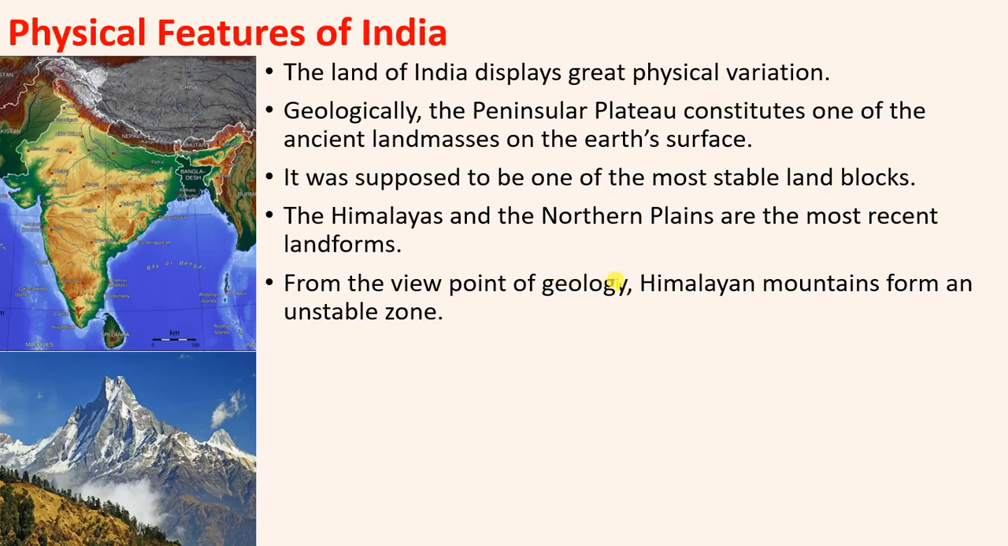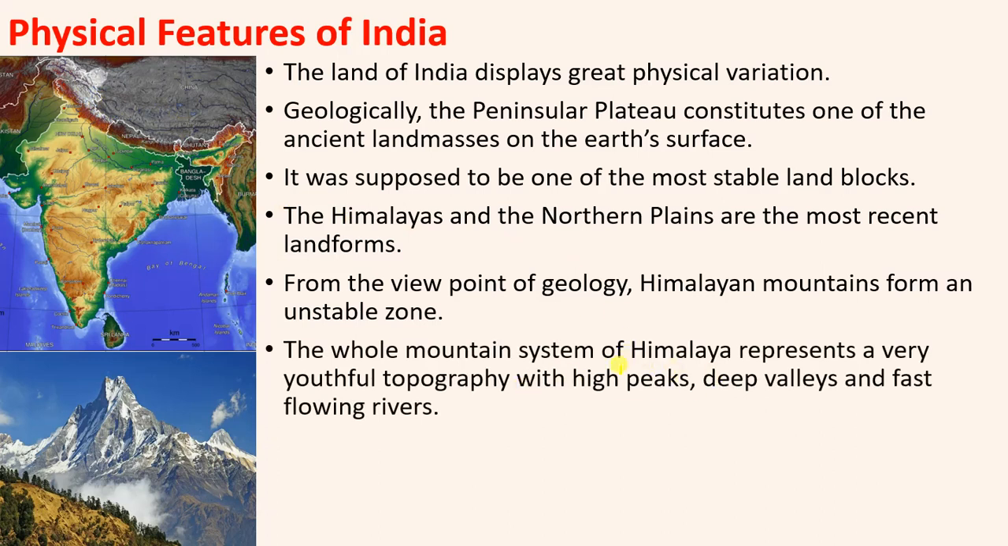From the viewpoint of geology, the Himalayan mountains form an unstable zone, meaning it is not stable. The height of this mountain is always changing. The different rivers flowing over this mountain region create different features, such as gorges, canyons, valleys, etc. The whole mountain system of the Himalaya presents a very youthful topography with high peaks, deep valleys, and fast flowing rivers.